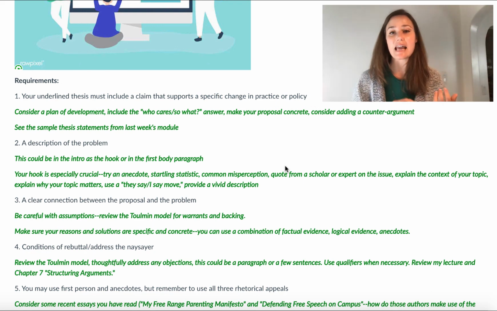So you have some data, some statistics, some hypothetical examples or constructed examples, anecdotes from students. So make sure you use a variety of evidence types.